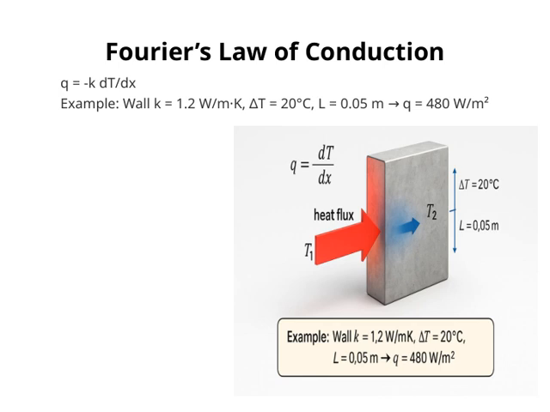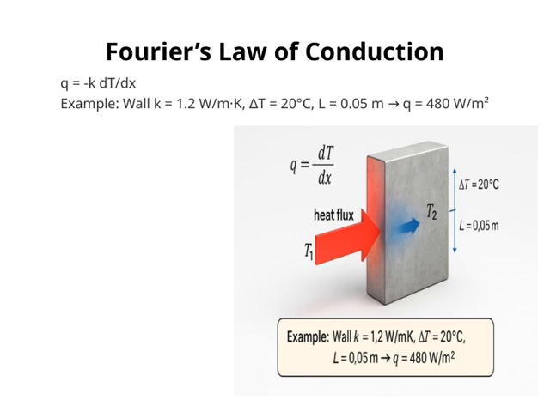For example, if we consider a wall with a thermal conductivity of 1.2 watts per meter Kelvin, and there's a temperature difference of 20 degrees Celsius across a thickness of 0.05 meters, we can calculate the heat flux.